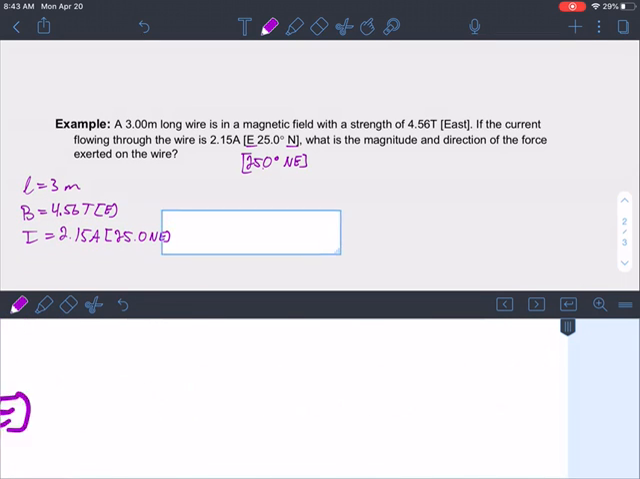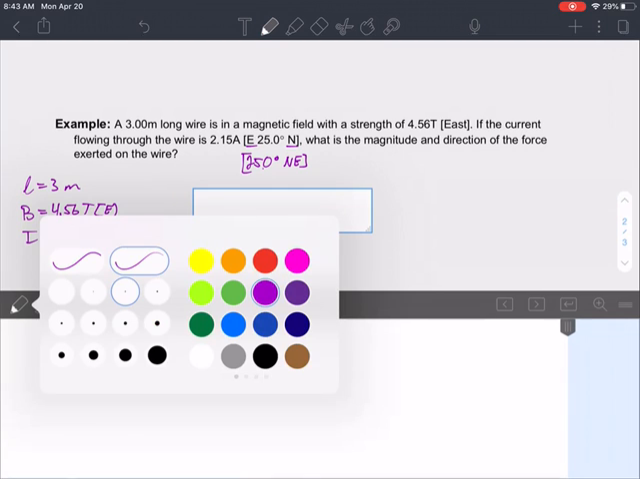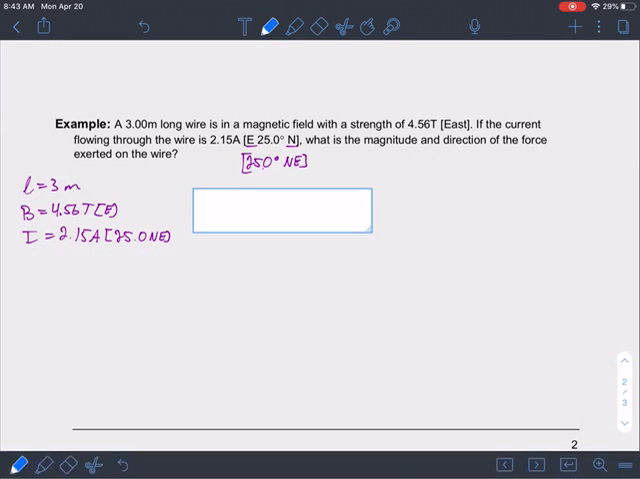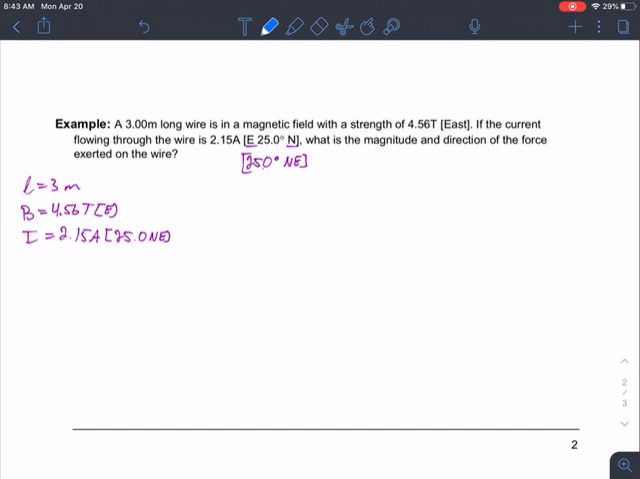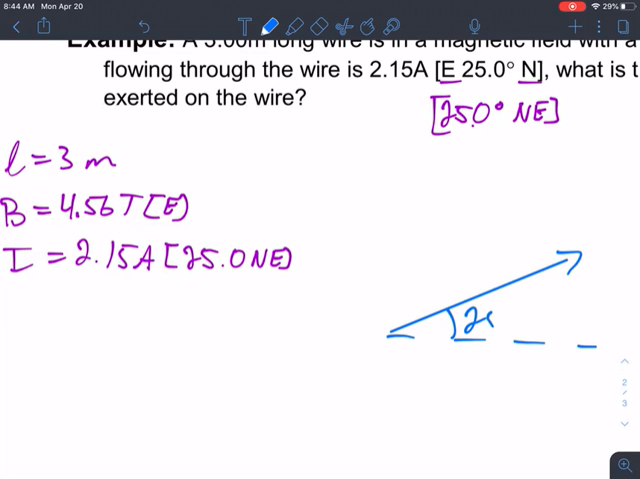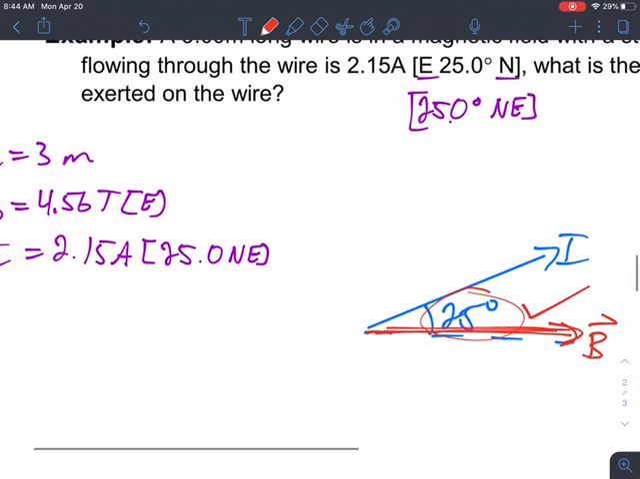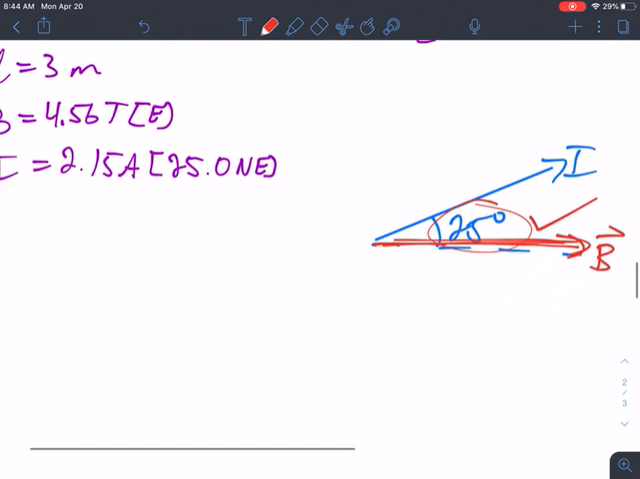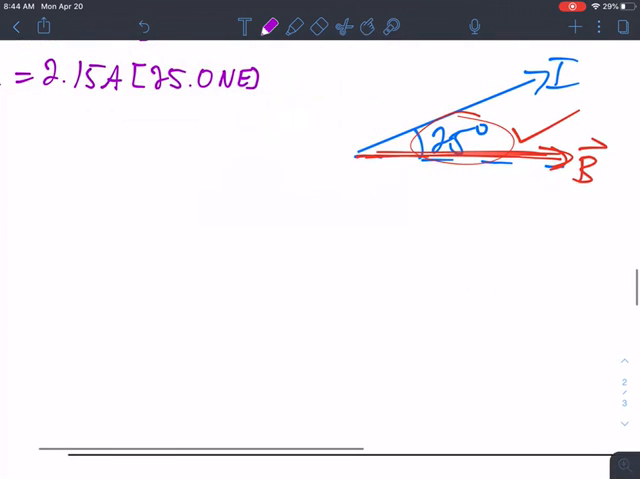Okay, so once again, let's draw this out. Our current is north of east, which means if we start going east, we are 25 degrees north of it, like that. And that's our current. And now if we do our magnetic field, it is east. Our 25 is the one we want. It is between the magnetic field and the current, and so it's perfect. And so let's use that. And so then it's pretty simple, straightforward. Now we just plug and play.